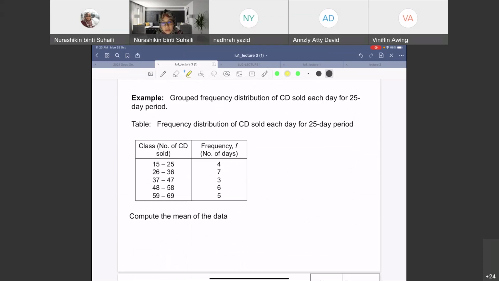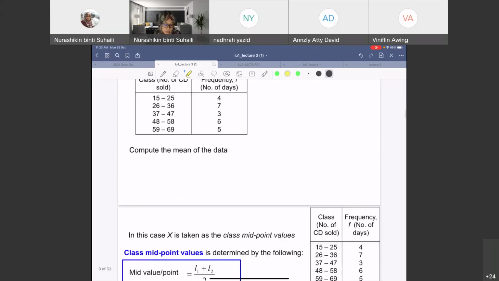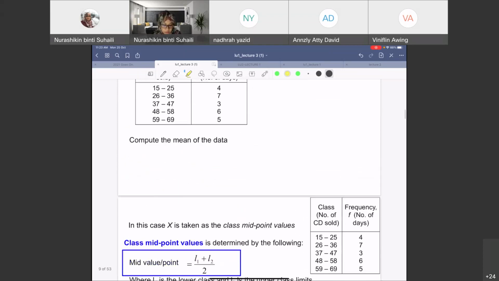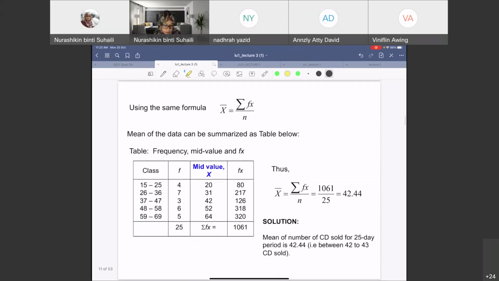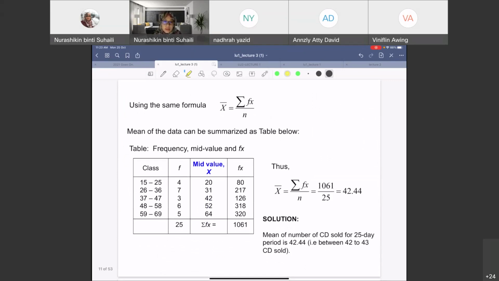So instead of having one value for each level, you have the range, like 15 to 25, 26 to 36. And for each of those, you have the frequency. So the way you calculate the mean, you have to first find the mean value for every class. So let's say we move to this. The original data is the one from just now, and then you have to create an additional column to find the mean value of each class.